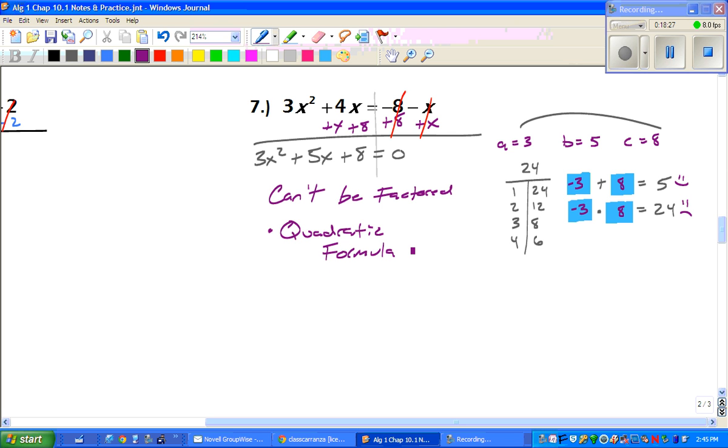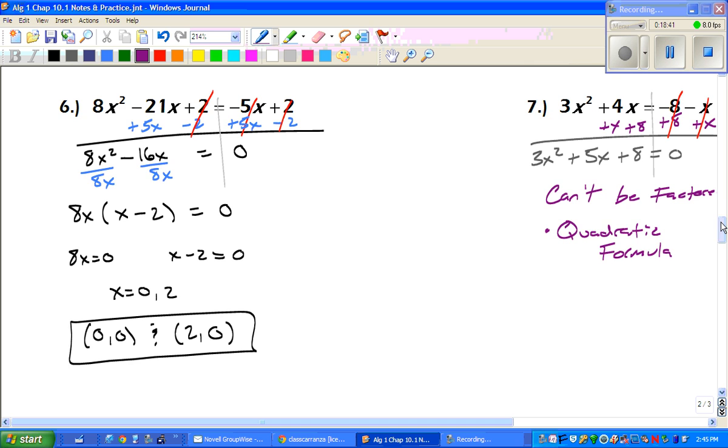Okay, and that's where we're looking at the front page, okay? Because it can't be factored, we can't take out a GCF, we can't split the middle term, that's what we were just checking. So we'd have to use the quadratic formula to solve that. All right.